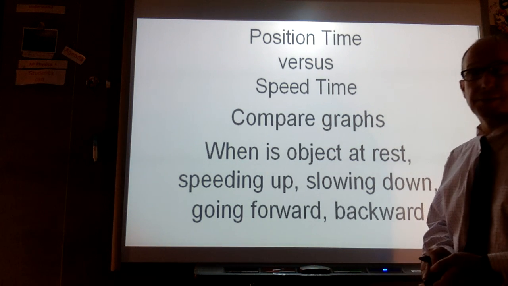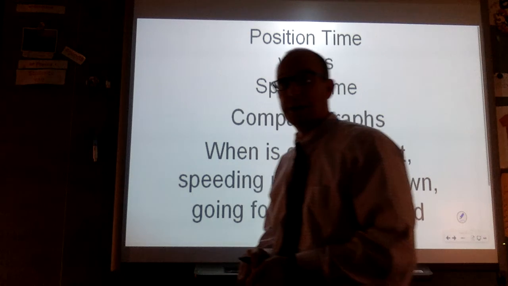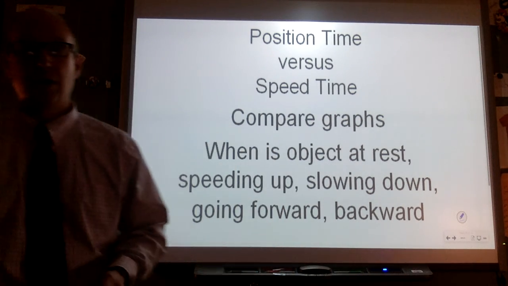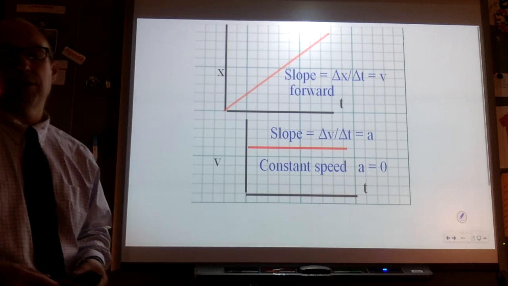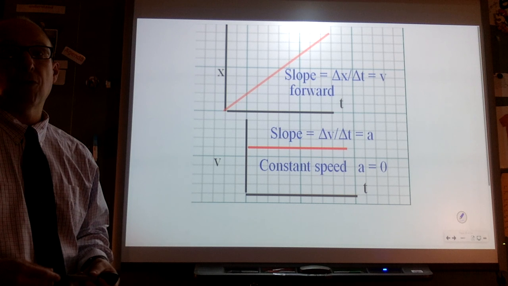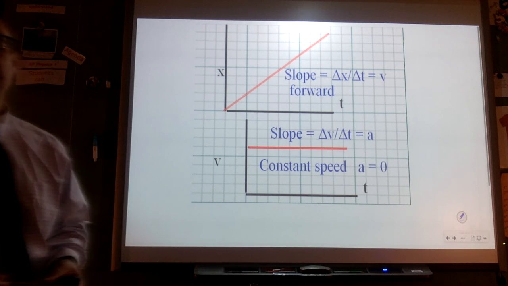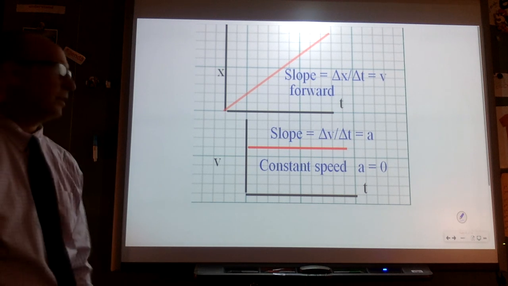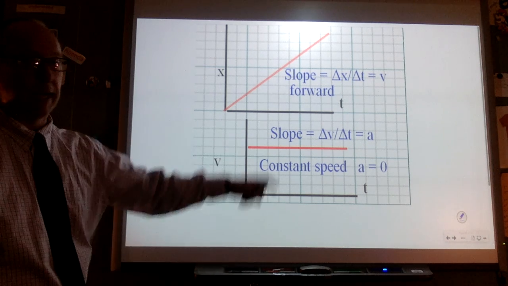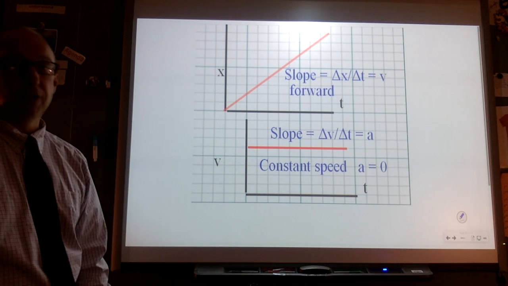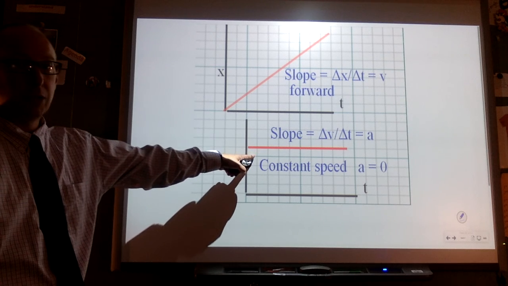All right, so comparing these: when an object's at rest, when it's speeding up, when it's slowing down, when it's going forward and backward. So here we have something moving forward at a constant speed. Its slope would give you the speed. To graph this, this would just be a horizontal line. The acceleration would be the slope of this line, which is 0.